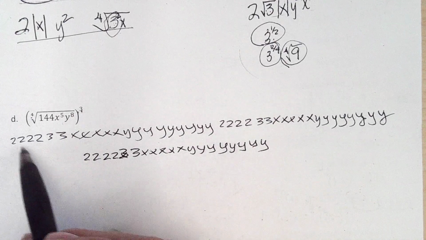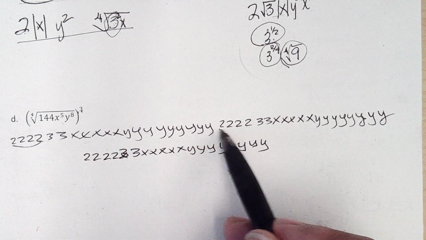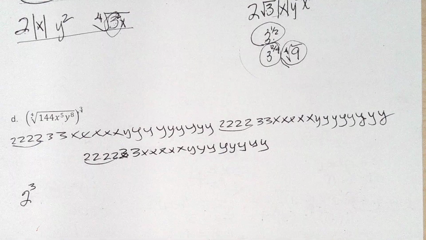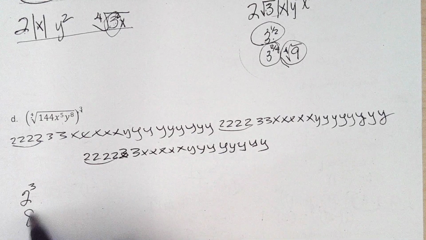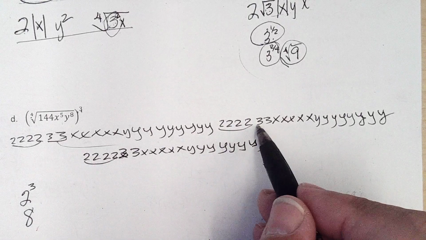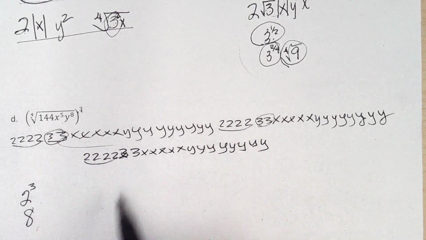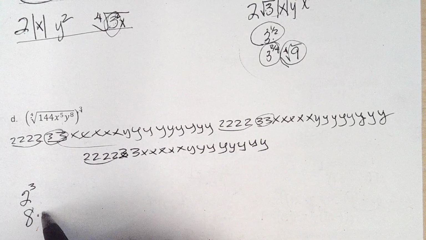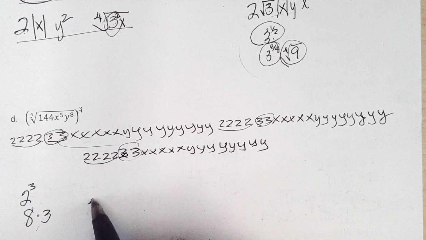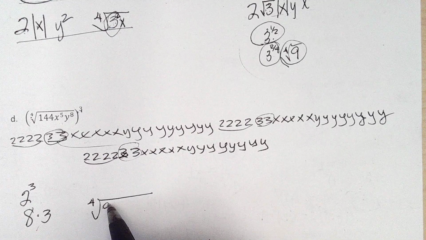Taking out groups of 4. 1, 2, 3 2s, 2 to the 3rd, or 8. 2 3s plus these 2 3s is 4 3s, which would come out as a 3, and there'd be 2 3s left under, which is 9.